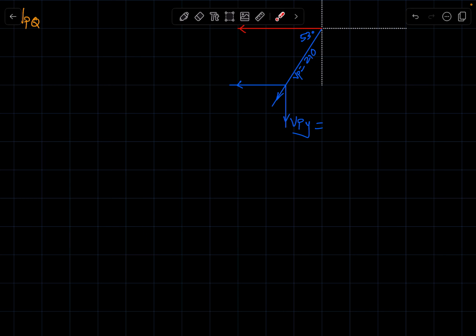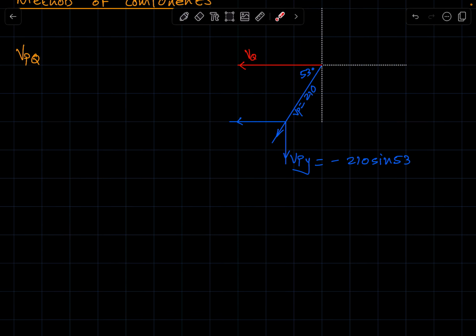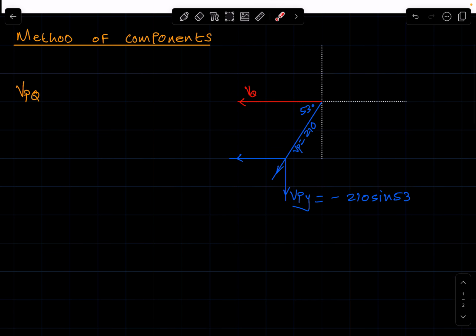And remember, in using the Cartesian plane as direction, north we take as positive, east we take as positive, but west we take as negative, and south we take as negative. So seeing that this is headed south, it means this will take as negative. So this is negative 210 sine 53, right?